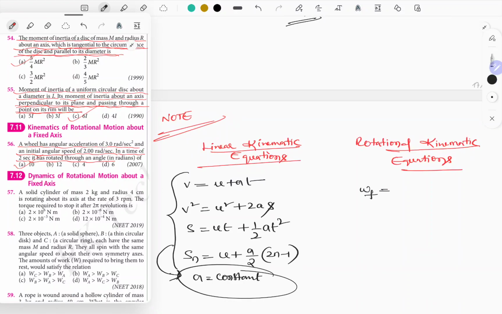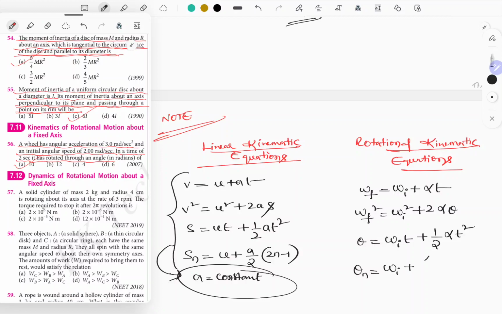Omega final. Linear velocity is replaced with angular velocity, and linear acceleration is replaced with angular acceleration. So omega final is equal to omega initial plus alpha into t. Linear displacement is replaced with angular displacement. Omega final square is equal to omega initial square plus 2 alpha theta. Next, theta is equal to omega initial into t plus 1 by 2 into alpha t square. Theta n is equal to omega initial plus alpha by 2 into 2n minus 1.